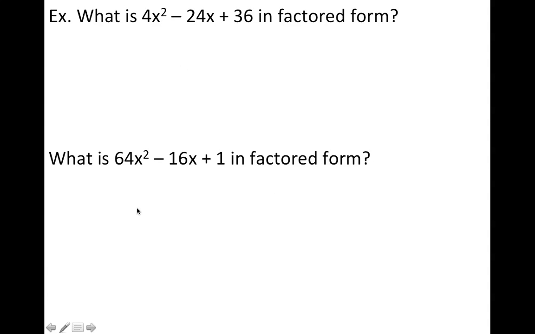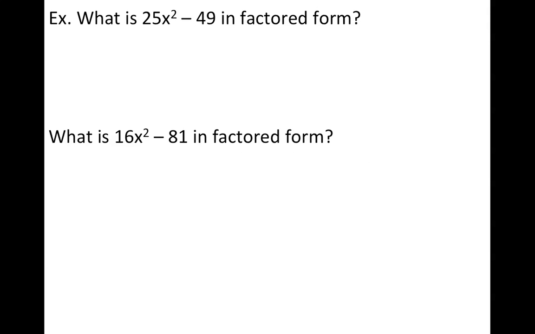And then for the bottom one, you should notice that 64 and 1 are perfect squares, so our factored form would be 8x minus 1 squared. So these are the best ones that we can do. I love talking about these. Again, 25 and 49 are perfect squares, and it's a difference. Remember, you can only do this when you have a difference.